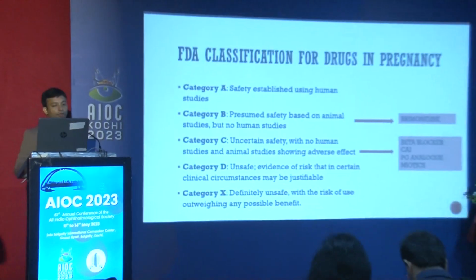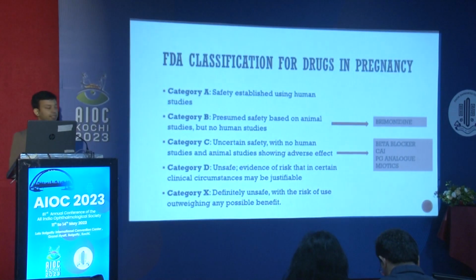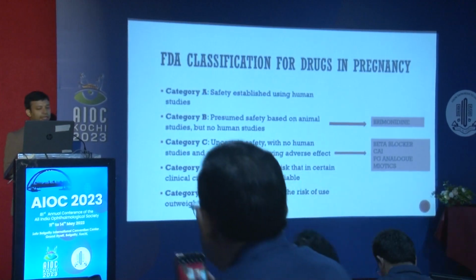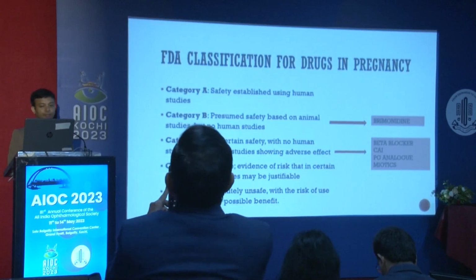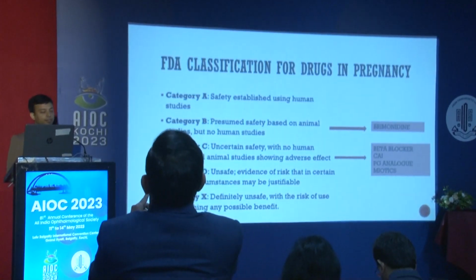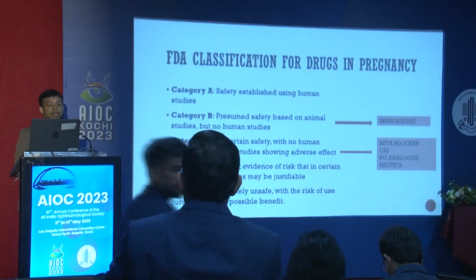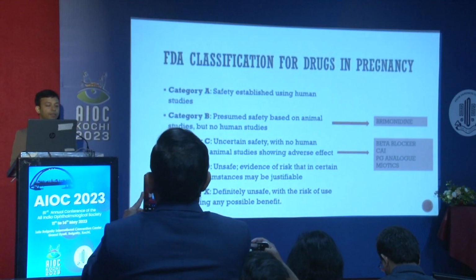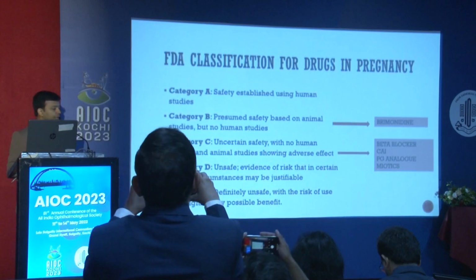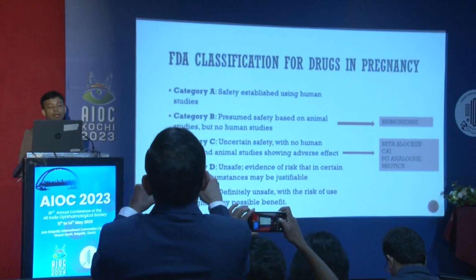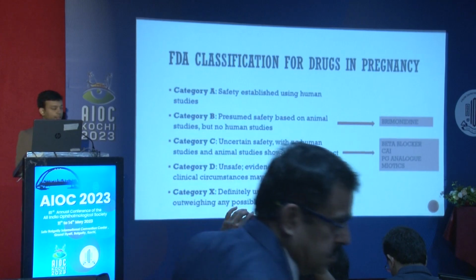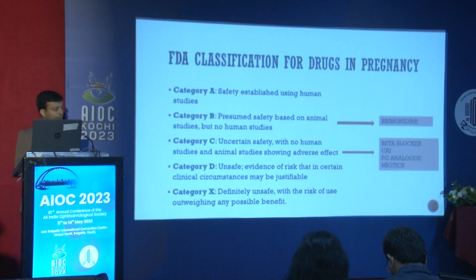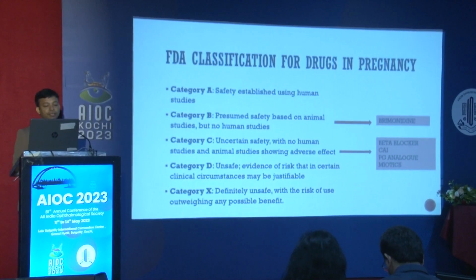Before delving into the topic, this classification is required, the FDA classification from category A to category X. Category A is safety established in human studies. Category B is those which show safety in animal models, but there are no human studies. Brimonidine is a drop in category B, and category C is uncertain safety in human studies and animal studies showing definite adverse effect.